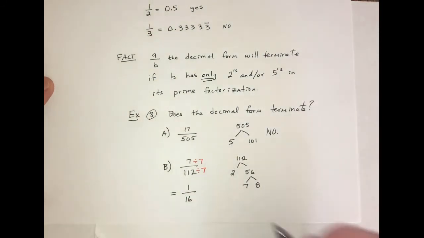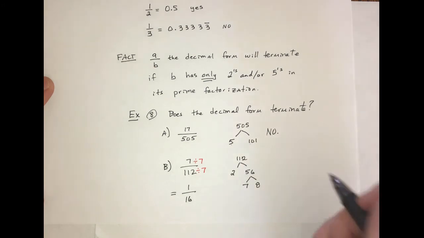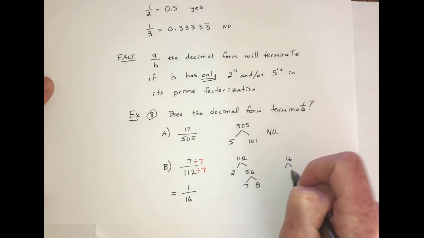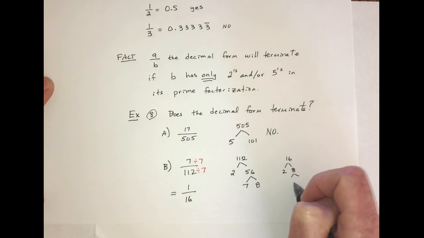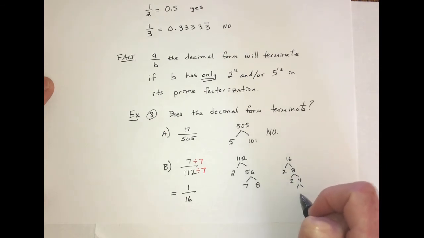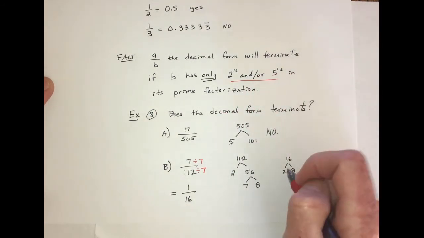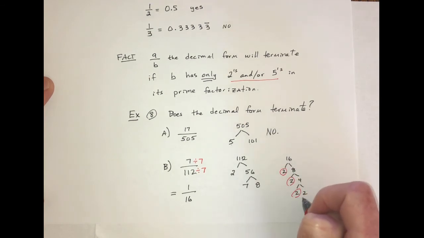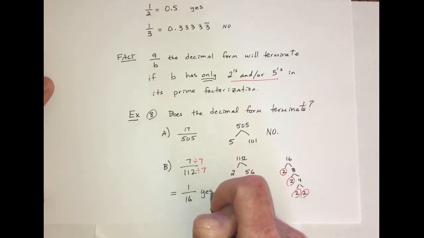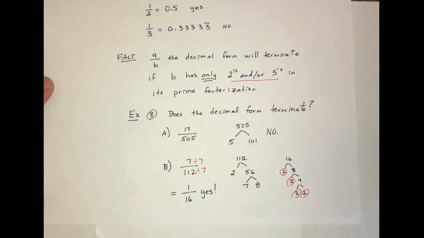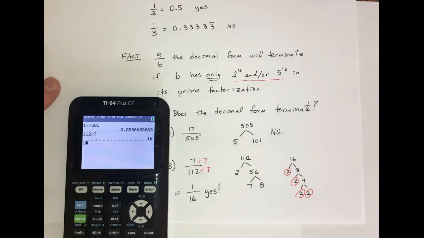So it's actually this fraction that we should be dealing with. And then 16 is 2 times 8, and 8 is 2 times 4, and 4 is 2 times 2. This part right here is saying you're supposed to only get a combination of 2's or 5's, and this one has a combination of just 2's. So the answer is yes, this one does terminate. 1 divided by 16 terminates and stops right there at the 5.